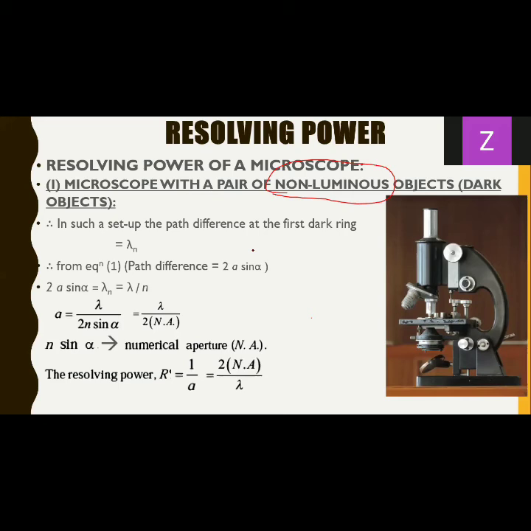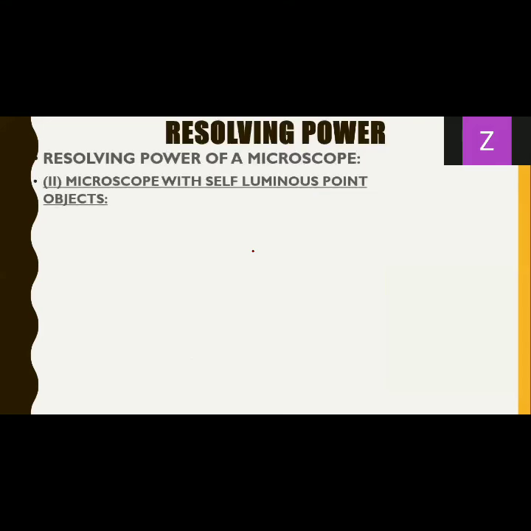What if by chance we have some luminescent object, a self-luminous point object, is what we are actually looking at? Now obviously we know that there are no self-luminous objects which need a microscope, right? For example, a tube light, you don't need a microscope to see it, right? Or if we need to see sunlight, again you don't need a microscope for that. If we have a bulb, you don't need a microscope for that.